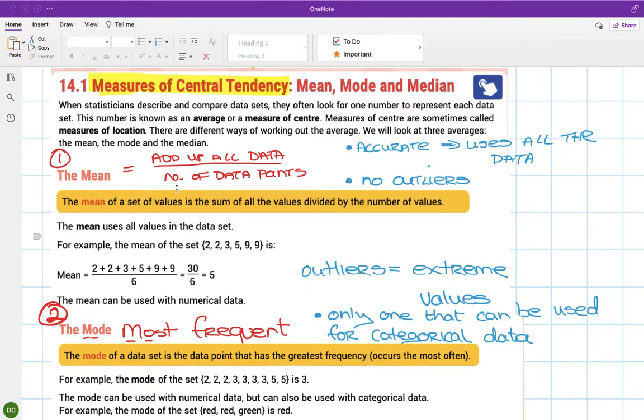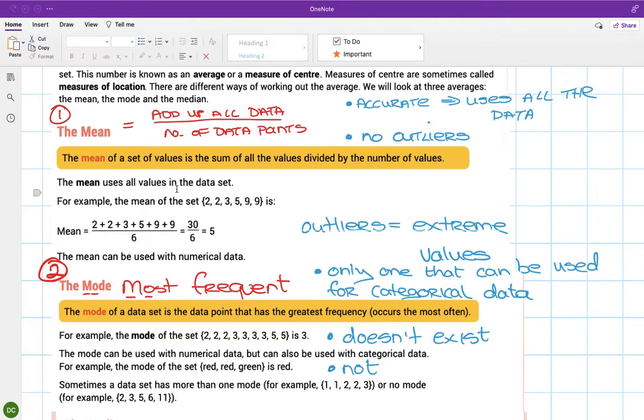It does have a few drawbacks. Sometimes it doesn't exist. In order to have a mode, you have to have one number or colour category, whatever, that appears more than all the others. Sometimes that just doesn't happen. Like, you have a set of data and you've got 2 2s, 2 3s, and 2 6s. So there is no mode, because not one of them stands out as the one that appears the most frequent. So sometimes it genuinely just doesn't exist within the data.